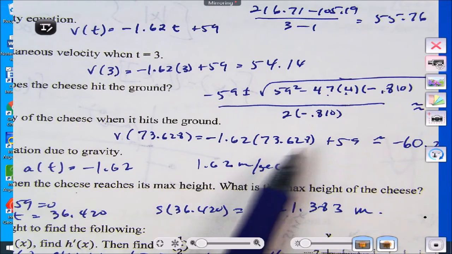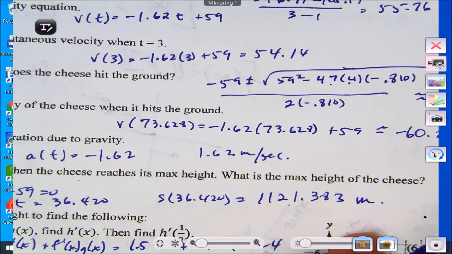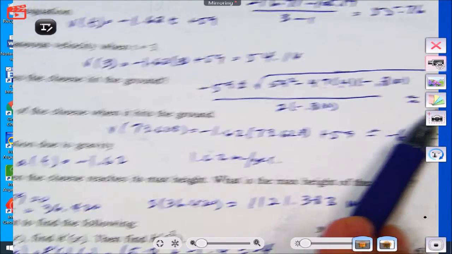And then you plug in 73.628 into the velocity. You really need a graph calculator out here. What's the answer for E? 73.628.